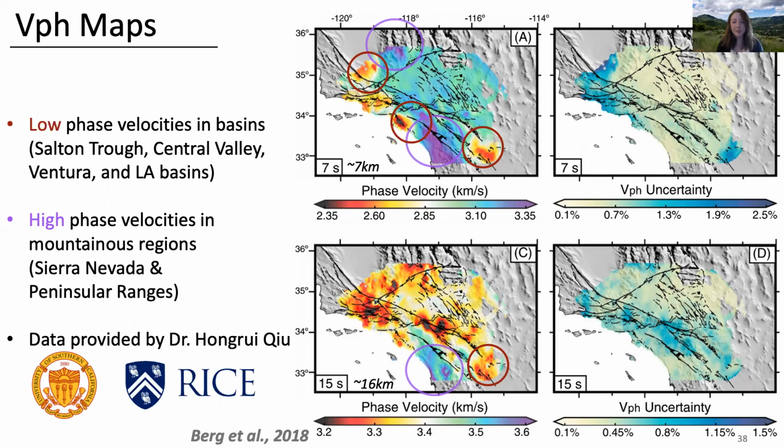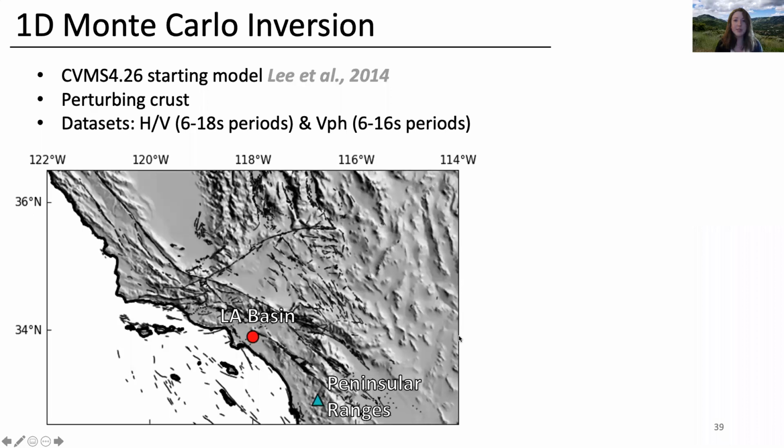Observations from this data include low phase velocities in the sediment basins and high phase velocities in the mountain ranges. Again, we use a CVMS 4.26 as our starting model and focus on perturbing the near surface and crust using our HRV and phase velocity datasets across multiple periods. Next, we will look at the inversion at the station in the Los Angeles basin we reviewed earlier and a station in the mountains.